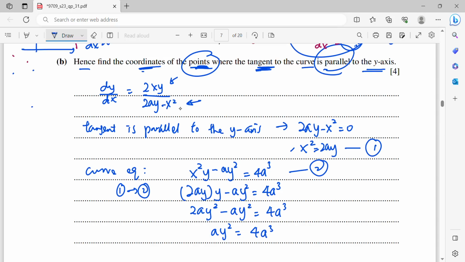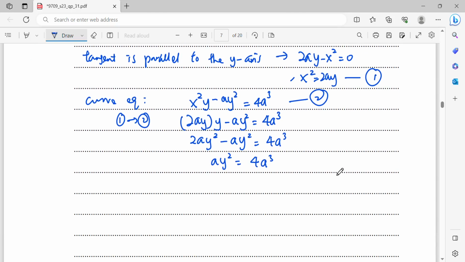And now we need to find coordinates of the points, means that we need to find x and y values. Now, since your a is a non-zero constant, then I can just cancel off the a from both sides. That means right hand side still have degree 2. Then I will get y squared is 4a squared. So when y squared equals to 4a squared means that y is plus minus square roots of 4a squared, which means you are getting plus minus 2a.